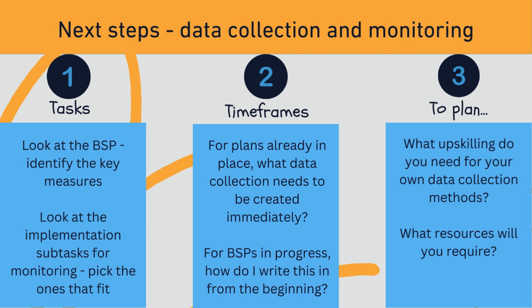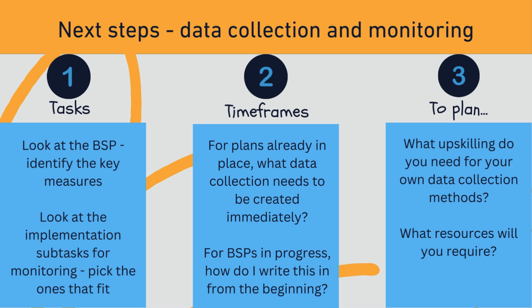So, our next steps: first of all, look at your BSP, identify the key measures, then look at the implementation subtasks and pick the ones that fit. For plans that are already in place, what data collection needs to be created immediately? We've got a behaviour support plan in place. We know we're going to have to report on that. What can we put in place between now and that reporting requirement so that we're collecting the right data? And think about that backwards chained task assignment.